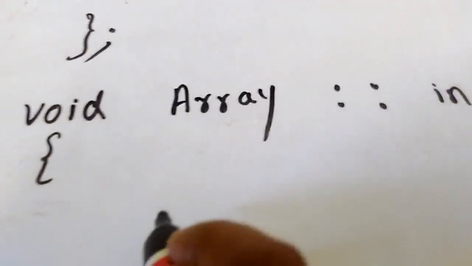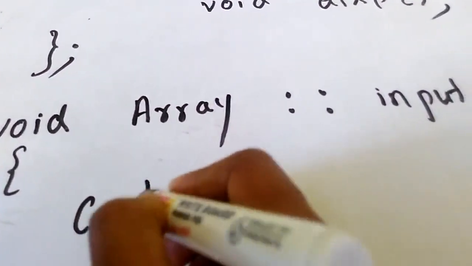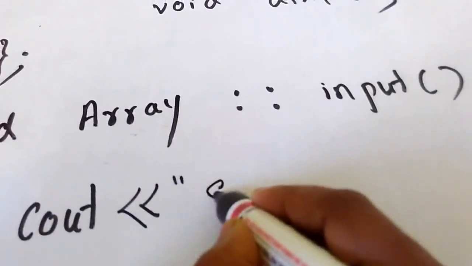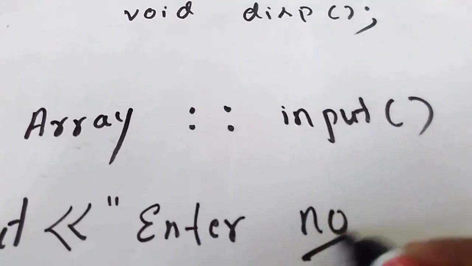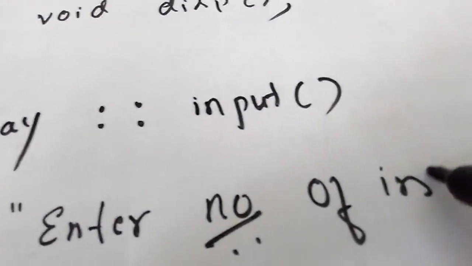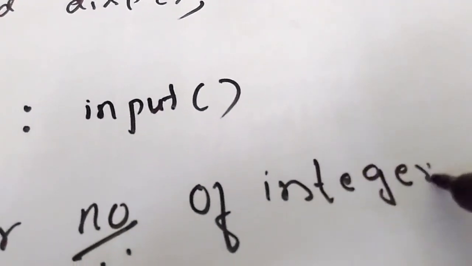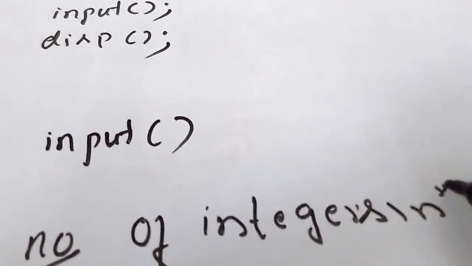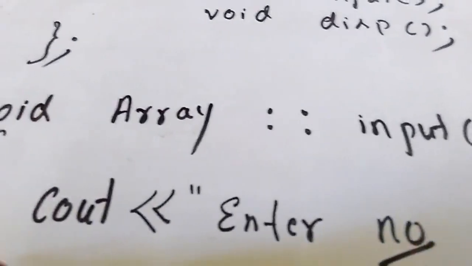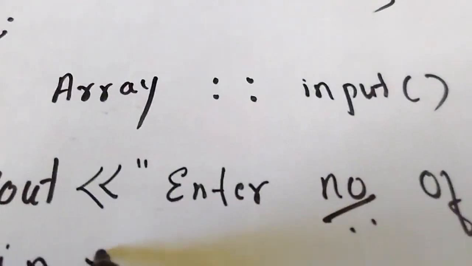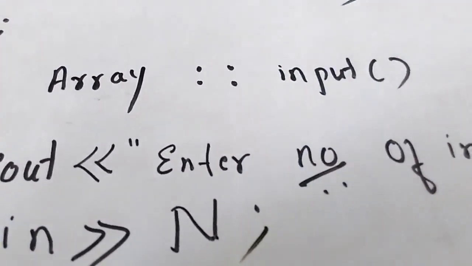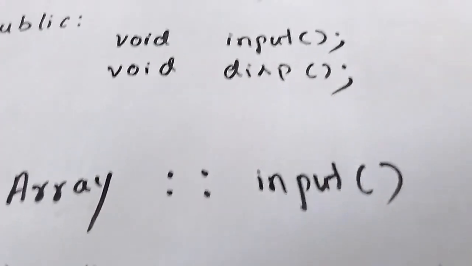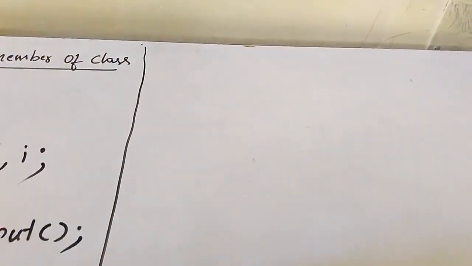Cout. Let us give that statement here. Cout, enter number of elements or number of integers. How many integers do you want to input? Now the answer would be an integer. Cin extraction, n. Where does that value have to be stored? In n. Now, how many elements do I want to insert? That value is in n. Let us insert those elements.